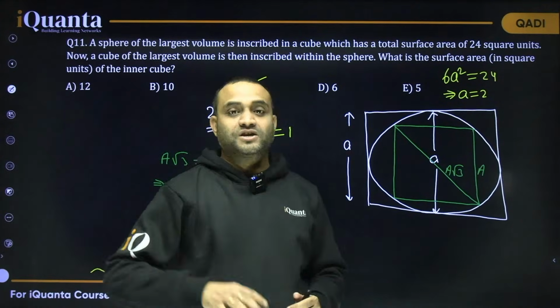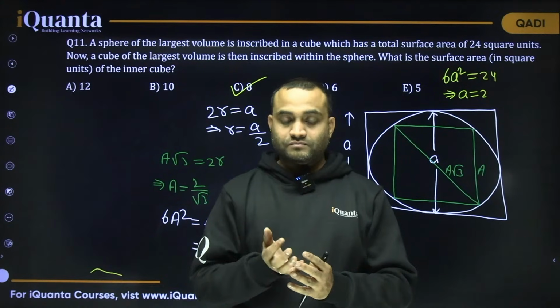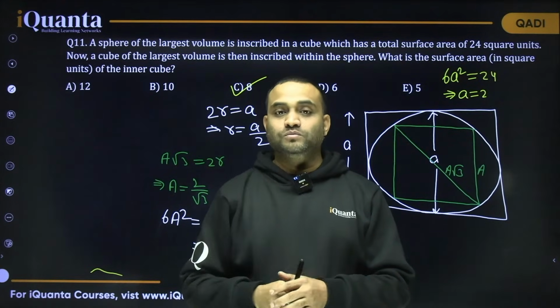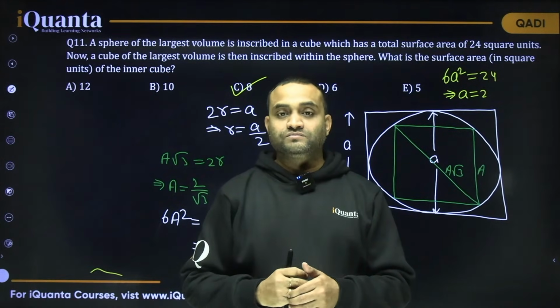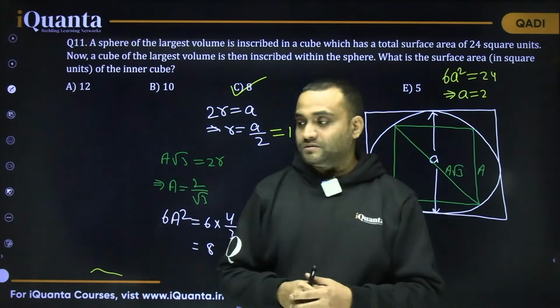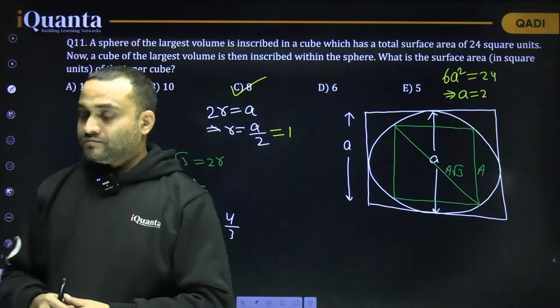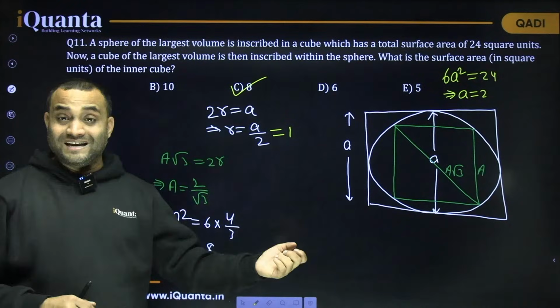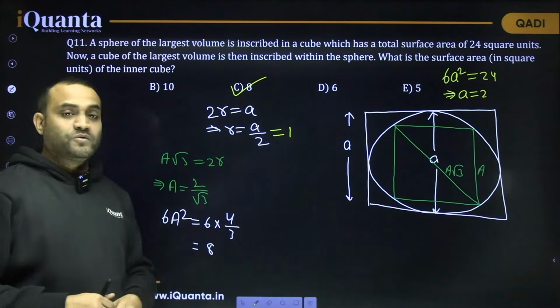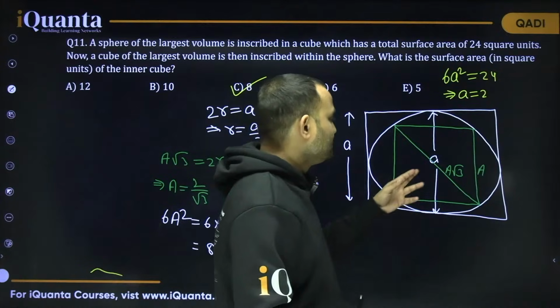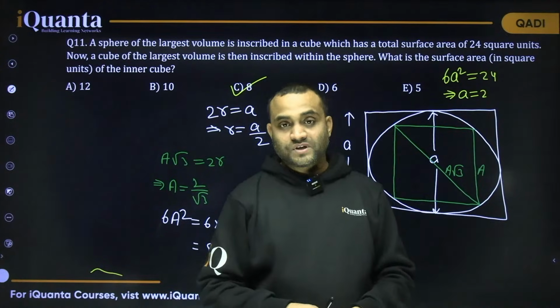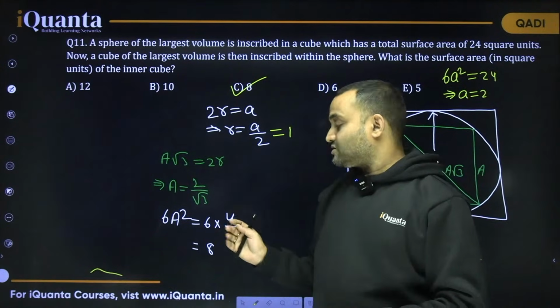If you put a cube into a sphere, the body diagonal of the cube will be equal to the diameter of the sphere. So diameter is 2R, body diagonal is A root 3. So from there we get the length of side of this smaller cube, and from there we can find the total surface area.